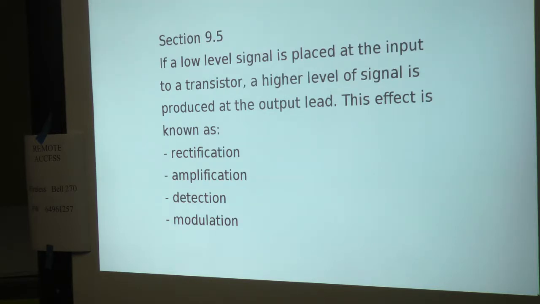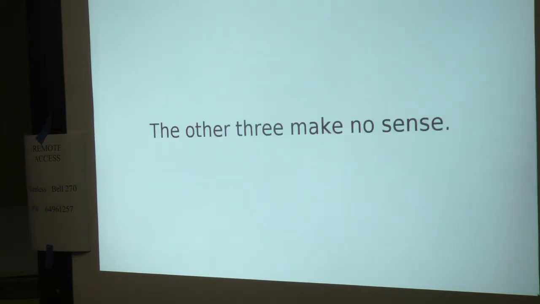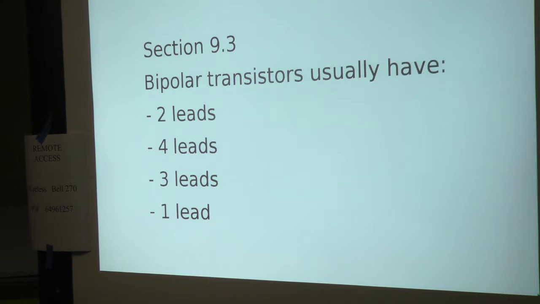So, alright. If a low-level signal is placed at the input to a transistor, a higher level of signal is produced at the output lead. The effect is known as amplification. I like this week. Everybody's just on top of every single answer. The other three make no sense.